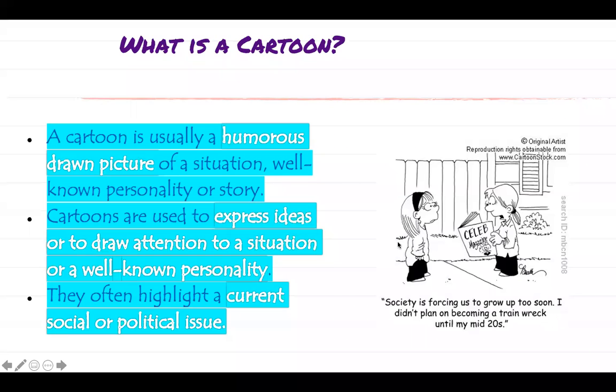There's an example. So if you can see what's drawn here, it says, "Well, society is forcing us to grow up too soon. I didn't plan on becoming a train wreck until my mid-20s." Can you see the focus issue there? It says celebrity magazine. Which means that, given the influence that celebrities hold generally, this cartoon here, this girl or lady, or it can be a boy with long hair, depending, is holding a magazine and is just looking at how some of the things that celebrities may be doing are quite ridiculous, or they're quite high in standard, and perhaps people are inadvertently forced to match up to that.